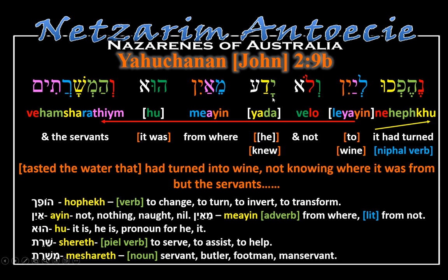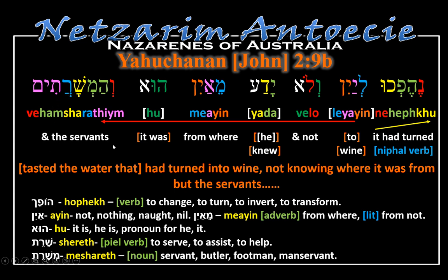Velo, and not, yada, he knew, me'ayin, from where. If we look down here, ayin means not, nothing, naught, nil. So me'ayin is an adverb meaning from where. And a literal translation would be from not, from not or from nowhere. But that's why they generally translate it from where. Hu, so that can be it is, or it was.